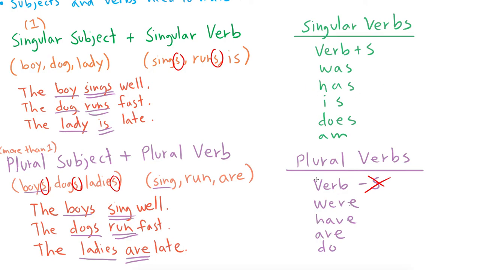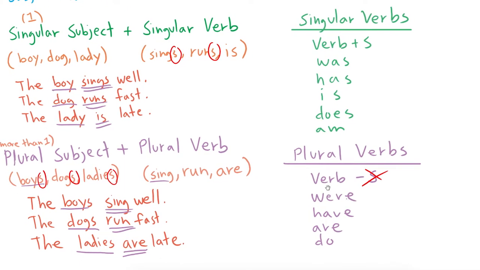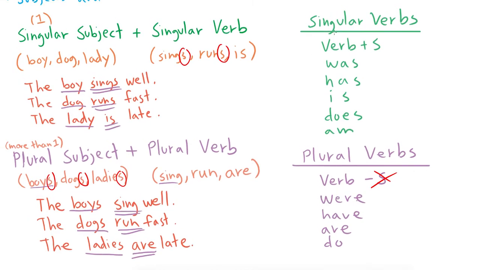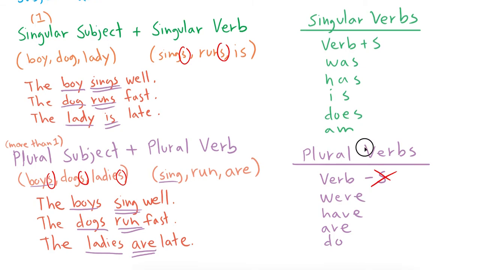So just say it out loud. If it doesn't sound right to you, or if it sounds correct, you know whether it's a singular or plural verb. You don't say the boy were quick, or the boy have toys, or the boy are smart, or the boy do nothing. This doesn't make sense, right? But if I say the boy was smart, the boy has toys, the boy is funny, or the boy does nothing, that makes sense.